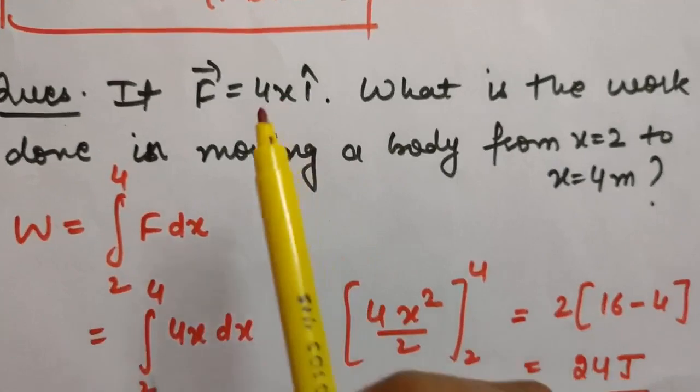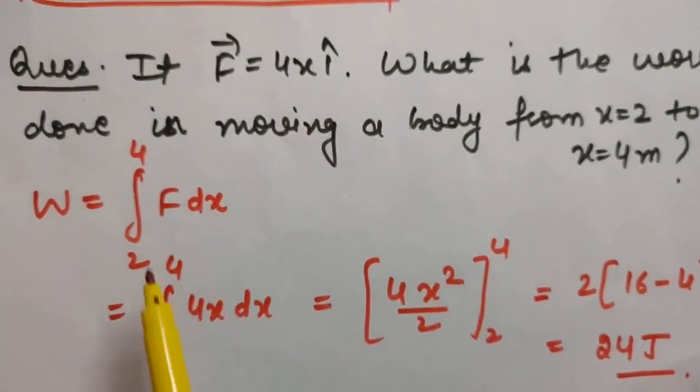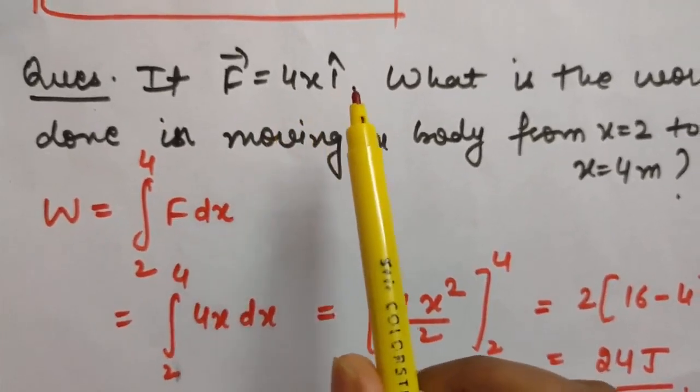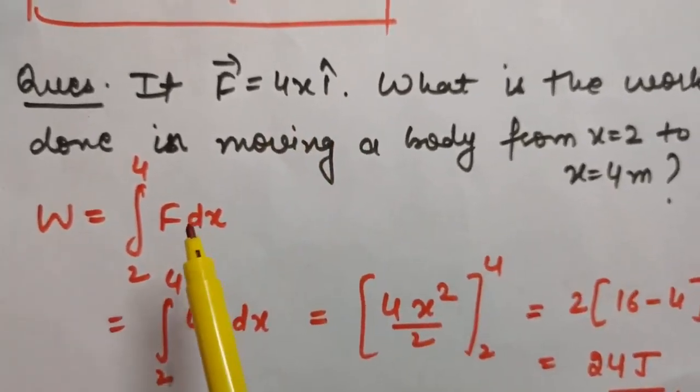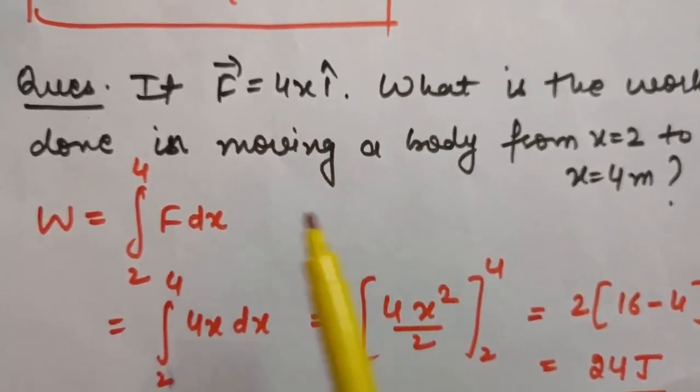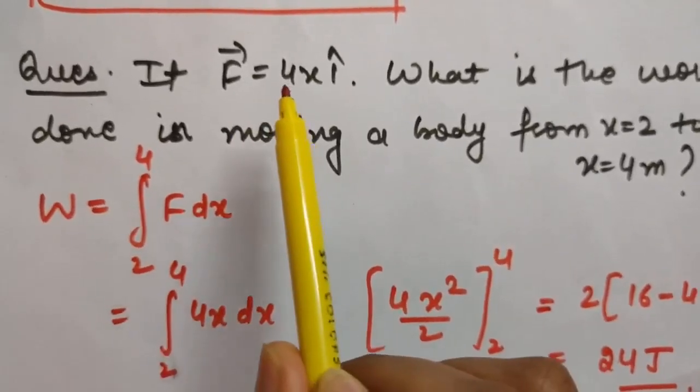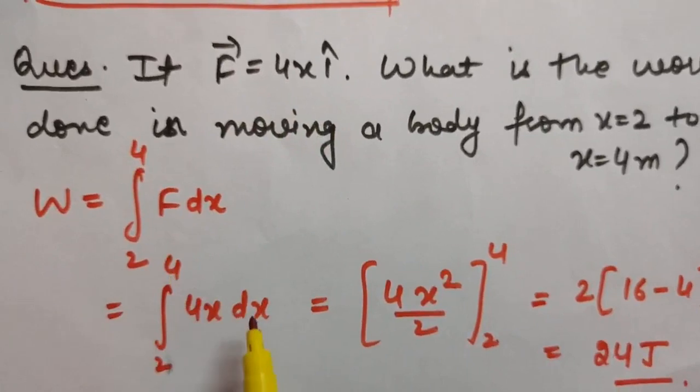But in this case, because they are parallel, the formula will be this. Just put the value of force, that is 4x i cap, and obviously dx is dx i cap, so i dot i, again it can be 1 only. So you can just put the value of F, that is 4x, and dx.